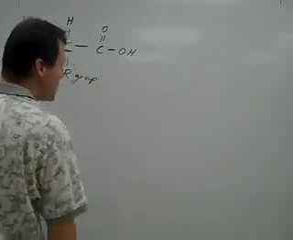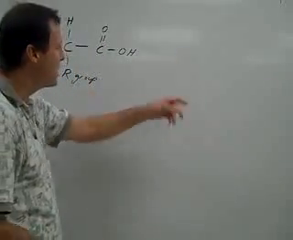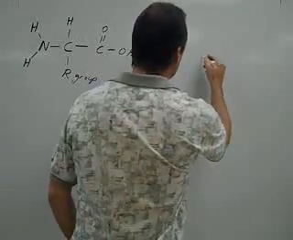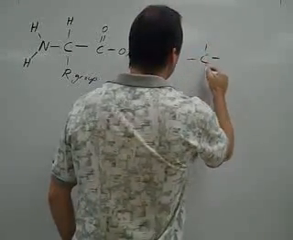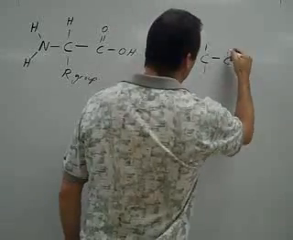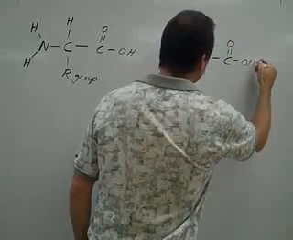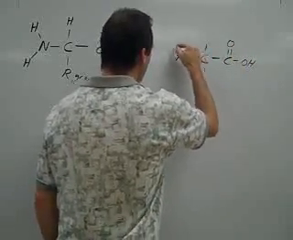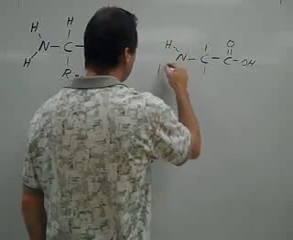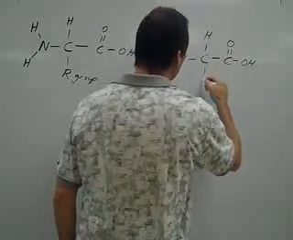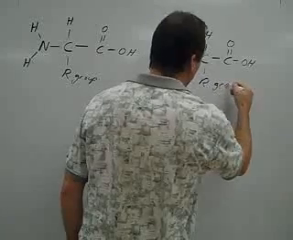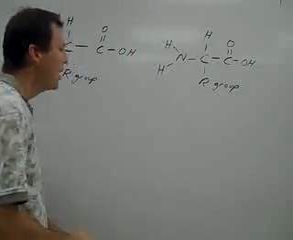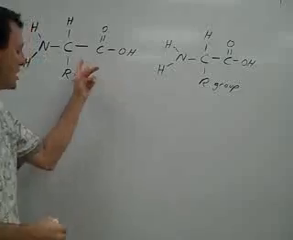So there's one amino acid. Now I'm going to draw another amino acid over here. So there's our carbon, 4 bonds, a carboxyl group, an amino group, a hydrogen, and an R group. Now I want to connect together these 2 amino acids.